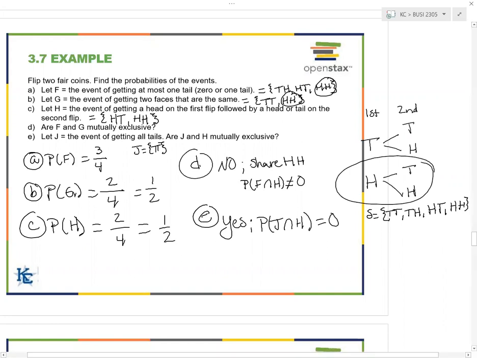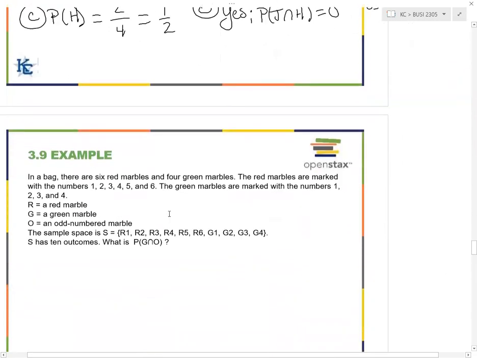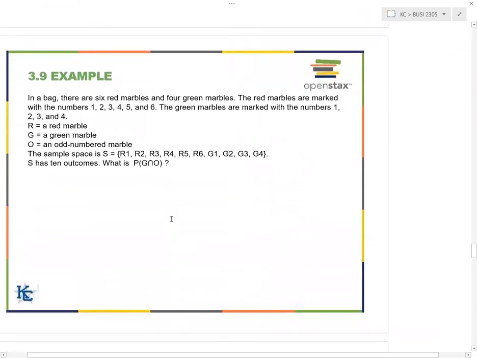All right, let's look at the next example. So the next example we're going to do is 3.9. In a bag, there are 6 red marbles and 4 green marbles. The red marbles are marked with the numbers 1, 2, 3, 4, 5, and 6. The green marbles are marked with the numbers 1, 2, 3, and 4. A red marble is denoted by R, a green marble is denoted by G, and O represents an odd numbered marble, okay?